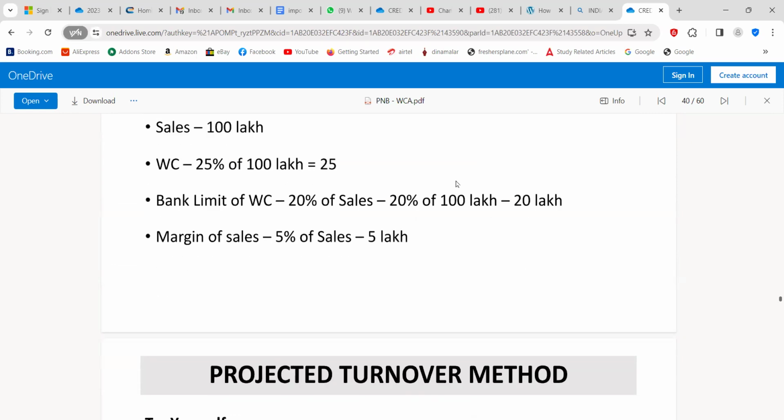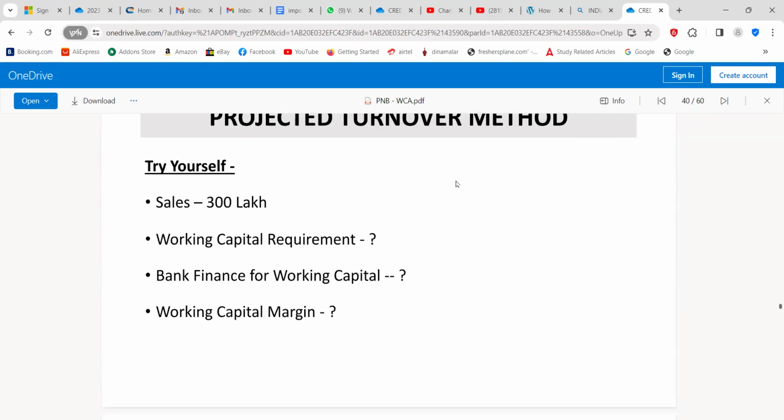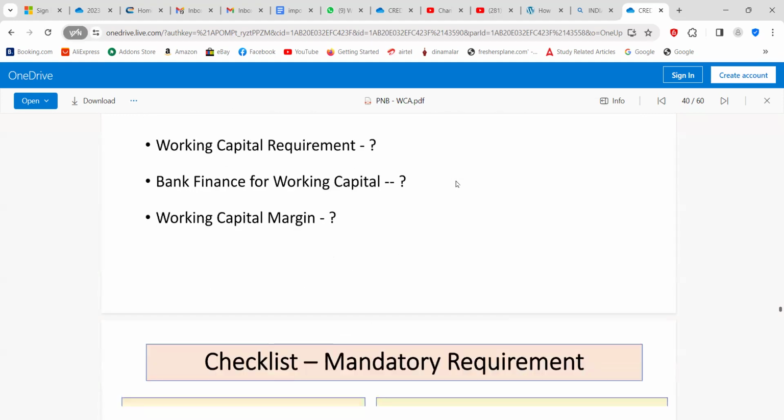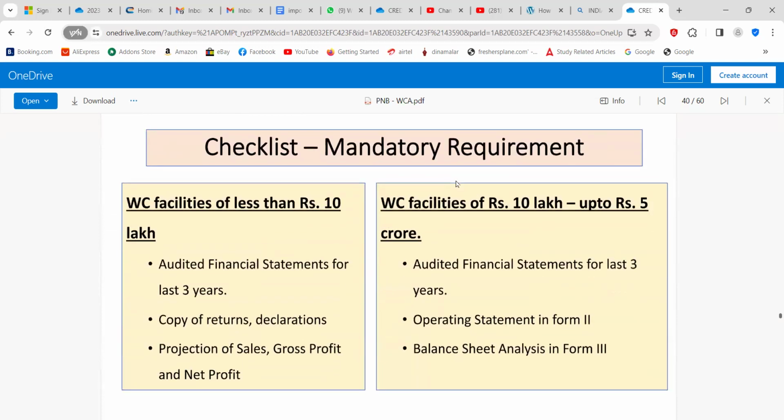Projected turnover method. So this is another problem they have given, work it out. Try this yourself also. Please work it out and come with the answer tomorrow.